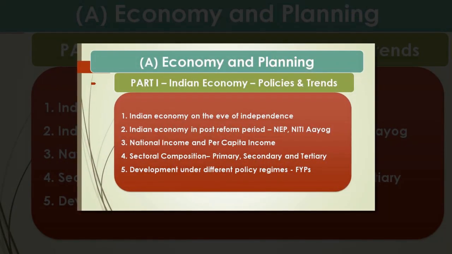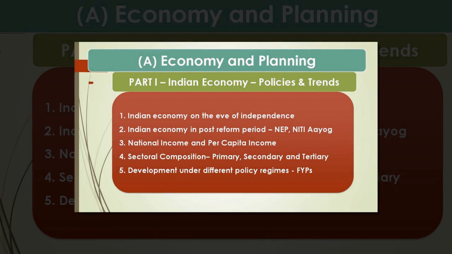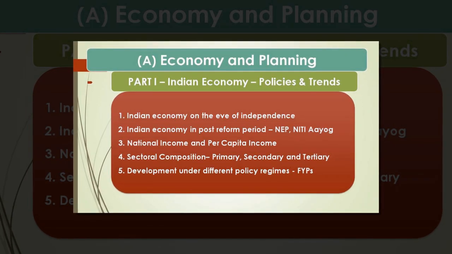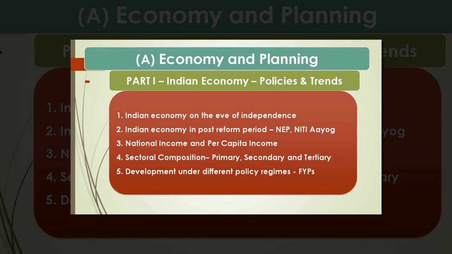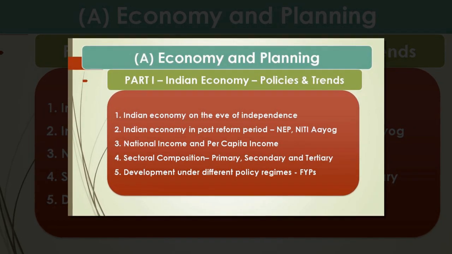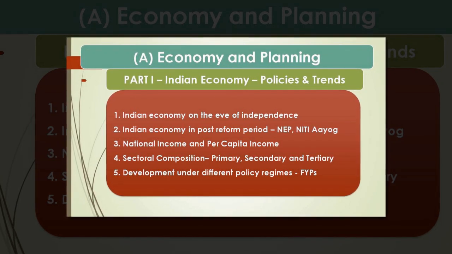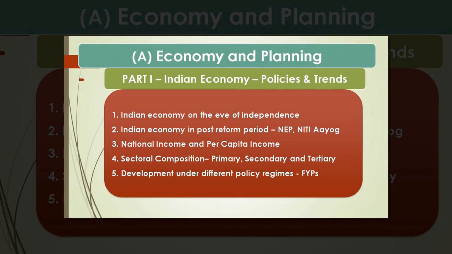Okay, we can take Part 1, Indian economy, policies and trends. Here we have 5 areas. First one, Indian economy on the eve of independence. We know that during that period our economy was stagnant, backward and lopsided, and the Britishers left impoverished social infrastructure.